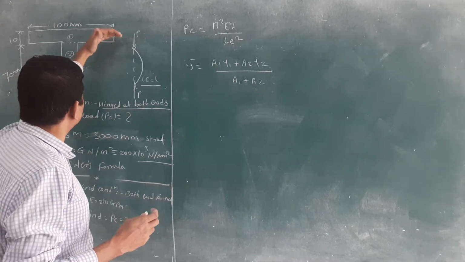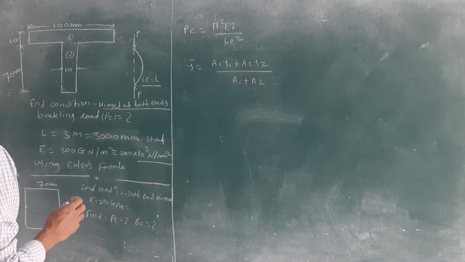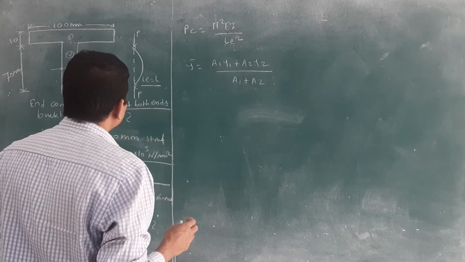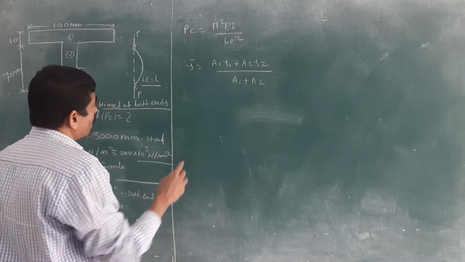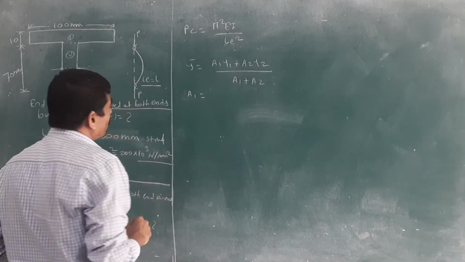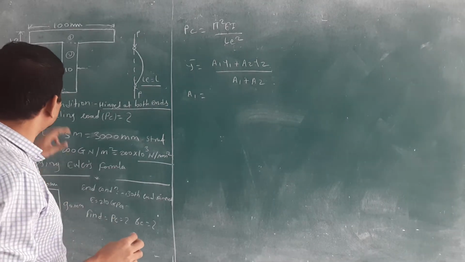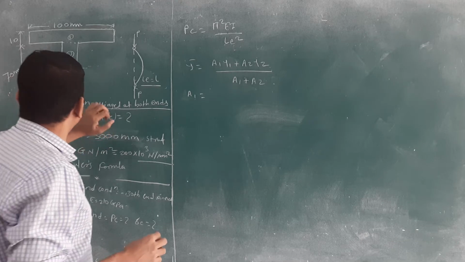Okay, from the topmost to the neutral axis, that distance we want to calculate. Okay, then how to calculate that? Can I write here all the values? Because we will find that value again when we find out the Ixx, the moment of inertia about the xx section.